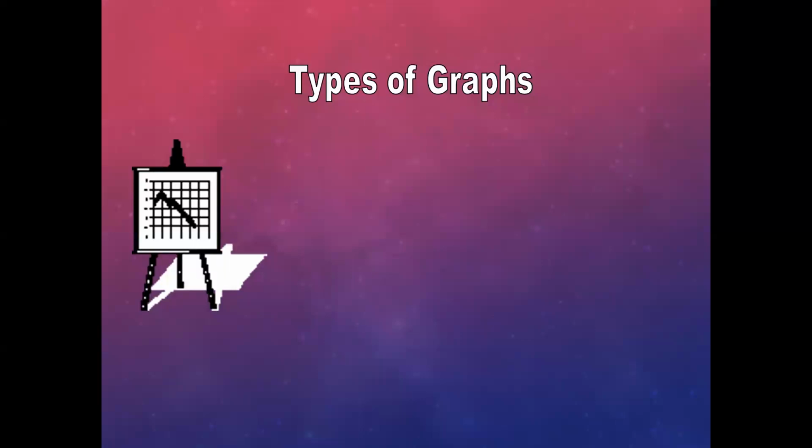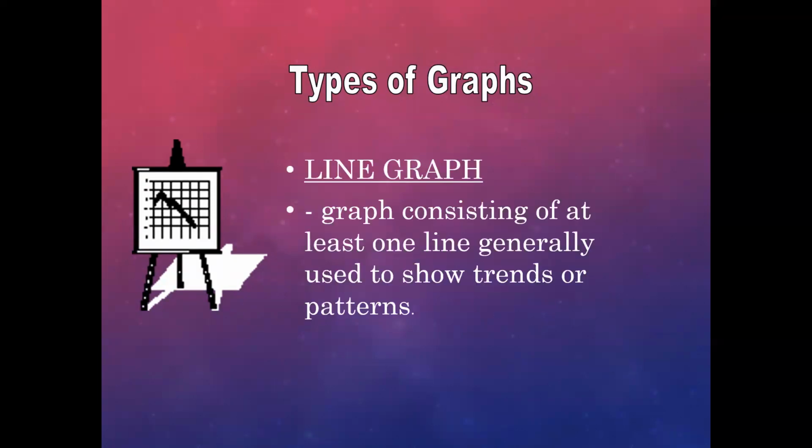All right, three types of graph that I want you to recognize in your science class. Number one thing I want us to be using is a line graph. The line graph consists of at least one line, generally used to show trends or patterns. I believe a line graph is the best way to show relationships between two variables.